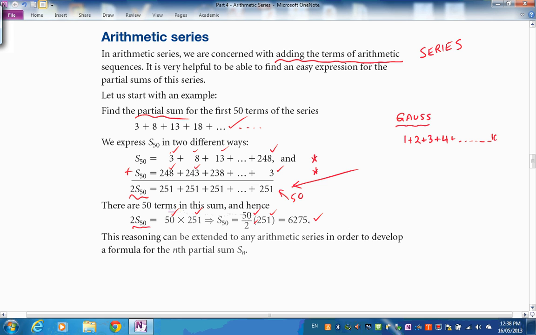He smiled and he thought, that'll keep him busy for a while. And what did the young fella do? Well, he did just what we did then. He said, well, if that's the sum, then if I put it the other way round, this will be going down by 1 each time, right down to 1 there. So that's another way of writing the sum.